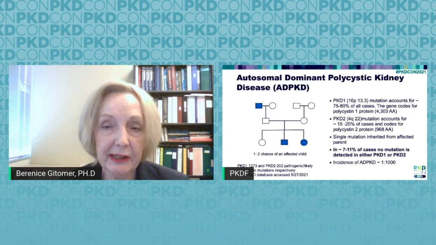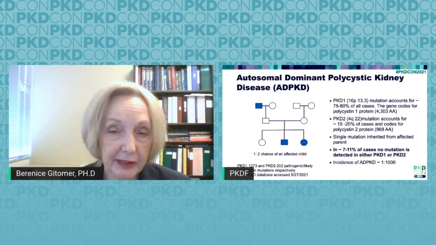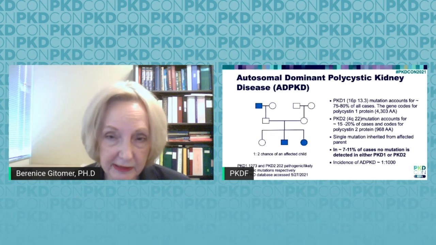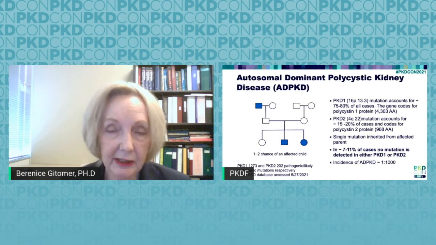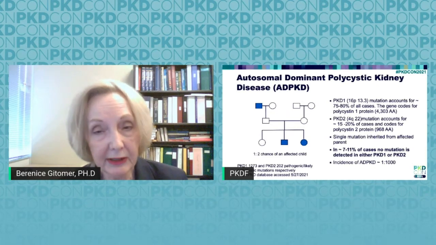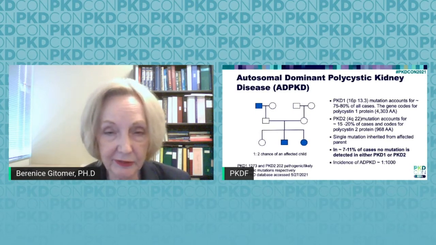So ADPKD results from mutation in mostly two genes. PKD1 is responsible for about 70 to 80% of all cases. PKD2 is about 15 to 20% of cases. However, it should be pointed out that in somewhere between 7 and 11% of cases of ADPKD, no mutation has been detected in either the PKD1 or the PKD2 genes. We'll talk a little bit about this in a minute or two.